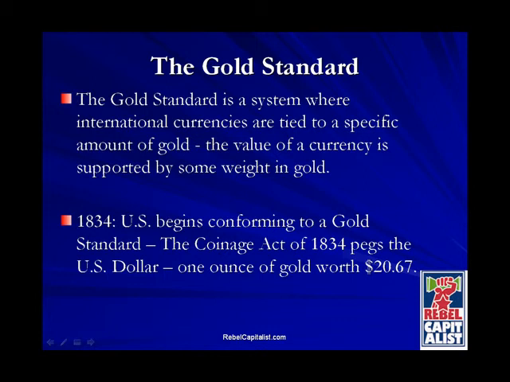So in 1834, the U.S. begins conforming to a gold standard. The Coinage Act of 1834 pegs the U.S. dollar to 1 ounce of gold worth $20.67.